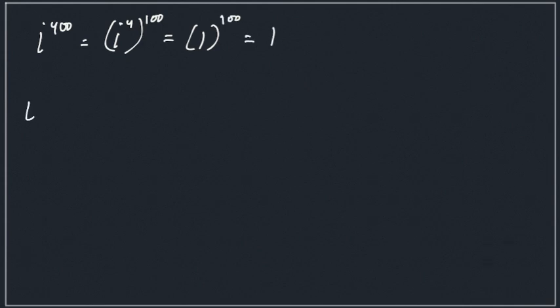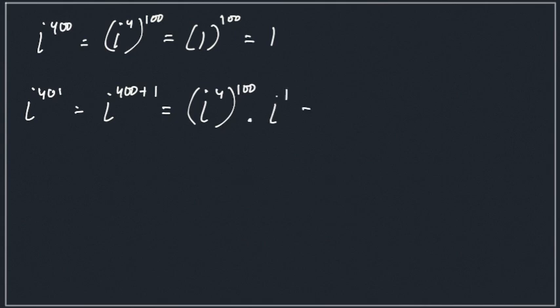Similarly, we can find the i values for the powers which are not straightforward multiples of 4. For example, i to the power 401 can be rewritten as i to the power 400 plus 1 because 400 is a straightforward multiple of 4 and 1 is the remainder. We have already seen that i to the power 400 will give us 1 and i to the power 1 can be simply written as i.